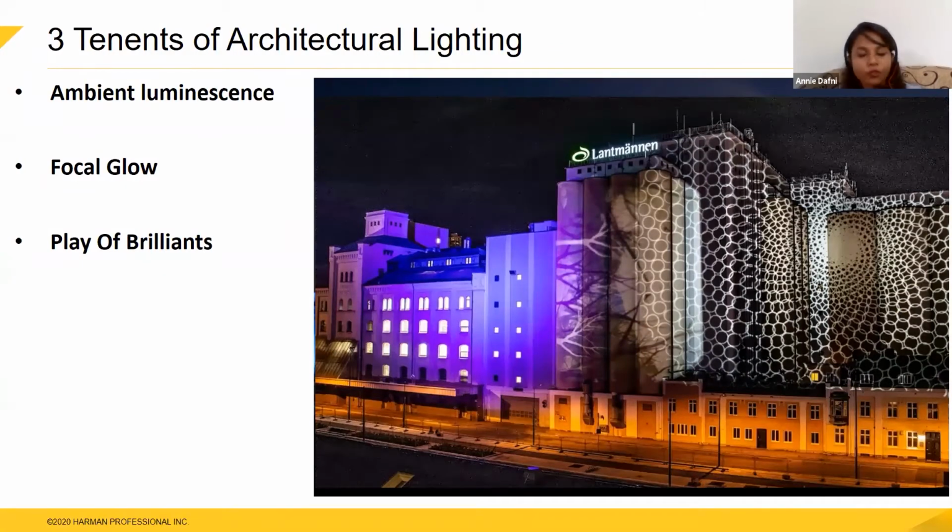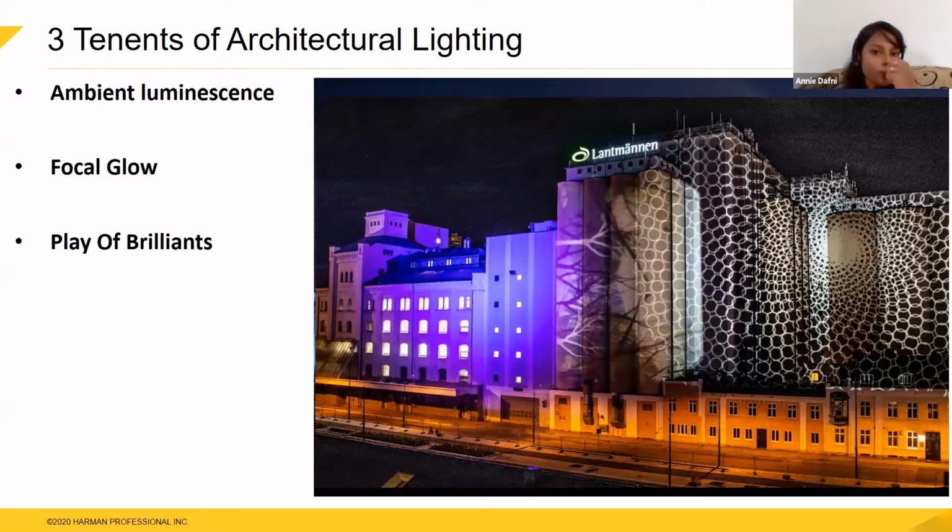In the Martin portfolio, we have the exterior projection ranges, which can actually be used for this layer. So if you look at the image to my right as well, you would all agree, or at least most of us would agree, that the building to my right is much more interesting compared to the building to the left because of all these gobo projections. So that is a play of brilliance layer that Kelly was talking about.